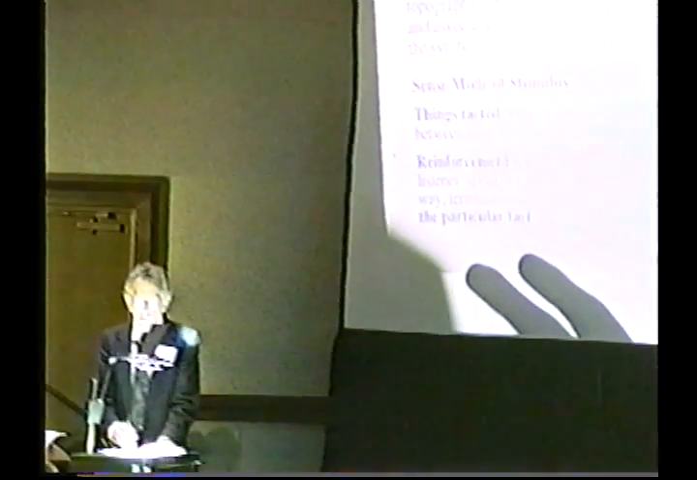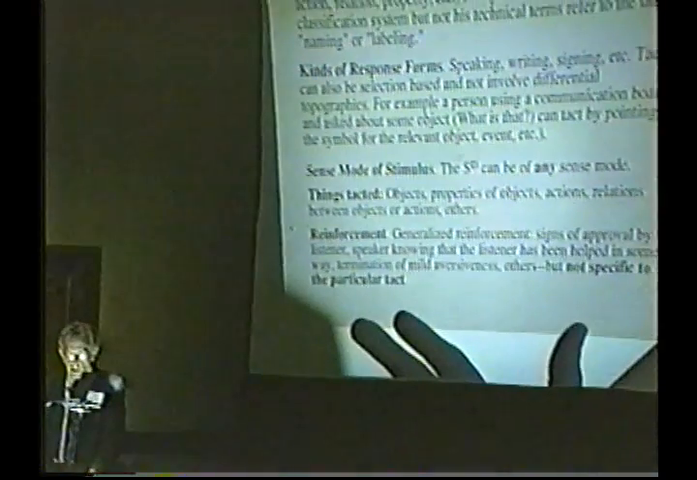A tact is a type of verbal behavior where the response form, what it is that is said, written, signed, is controlled by an immediately prior nonverbal stimulus. It's a nonverbal stimulus: an object, an action, a relation, a property of an object, and so forth. Many people refer to those as naming and labeling. The response forms can be anything: speaking, writing, signing, whatever.